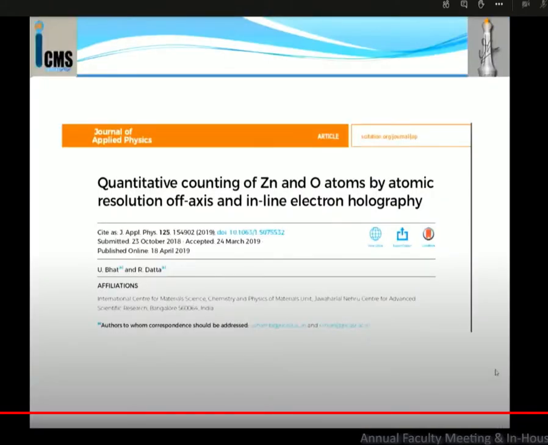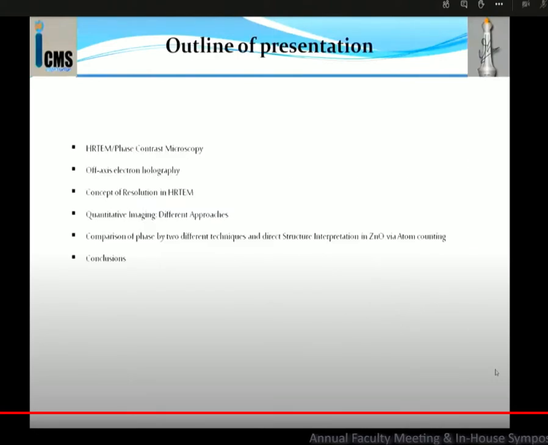This is a work we published in the Journal of Applied Physics last year. These are two advanced microscopy techniques which we use generally to answer very specific materials questions. I prepared a broad general overview of the two techniques. I'll start with HRTEM, or phase contrast microscopy, and then introduce off-axis electron holography.